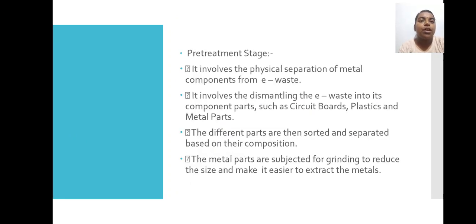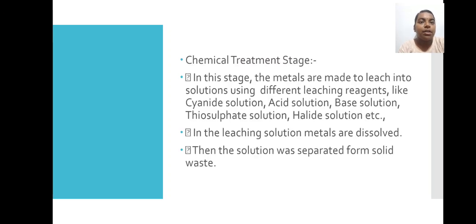Now let's brief it out. Pre-treatment stage. It involves the physical separation of metal components from the e-waste, involves dismantling the e-waste into its component parts such as circuit boards, plastics and metal parts. The different parts are then sorted and separated based on their composition. The metal parts are subjected to grinding to reduce the size and make it easier to extract the metal.